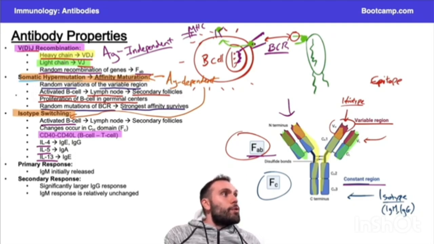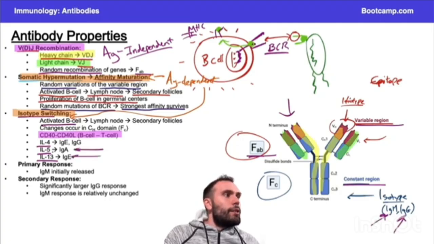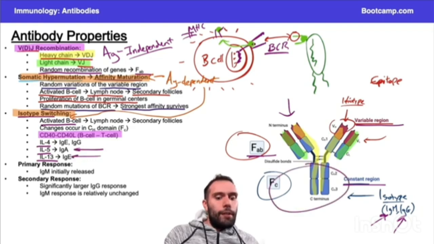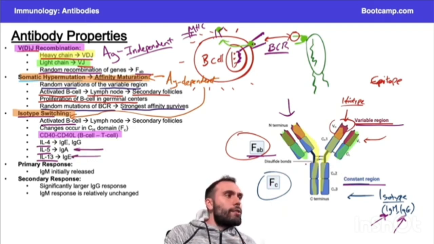Now, the big difference between these two is that somatic hypermutation, affinity maturation, we already said it's taking place at the variable region, right? It's taking place at the variable region. We're slightly changing this idiotype so that it gets the strongest binding to our antigen. Whereas with isotype switching, what we're doing is we're changing the constant region. So if I change the constant region, what can I change? I can change it from IgM to IgG to IgA to IgE by using these cytokines, right? So that makes sense that we'd be changing the constant region in isotype switching.